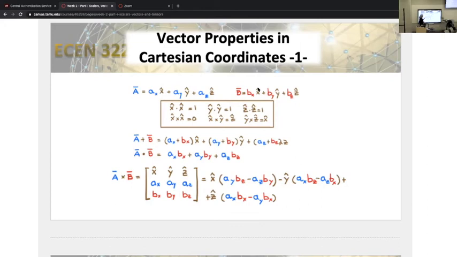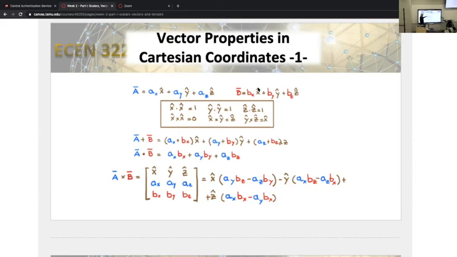So x dot x is 1. Why is that? Because x by itself, they're collinear. So the inner product of the two vectors is going to have its maximum value. Since x hat has magnitude of 1 and x hat has magnitude of 1, the inner product is 1. The same thing with each one of them. So the inner product of a unit vector with itself is always 1. Okay.